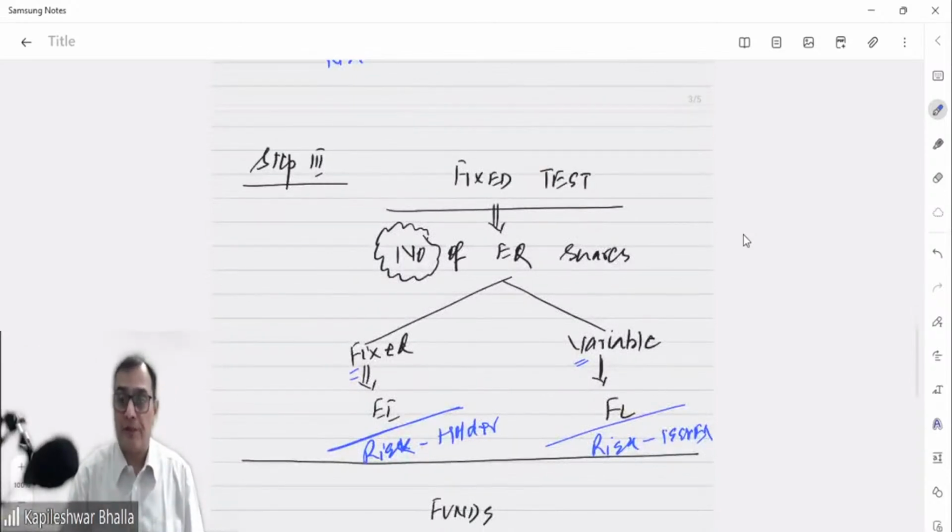In step number three, you need to consider the fixed test. You need to consider whether the number of equity shares to be issued is fixed or variable. If the number of equity shares is predetermined, a fixed number, then it is an equity instrument. The risk is on the holder. And if it is a variable number of equity shares, then it is a financial liability because the risk is on the issuer.